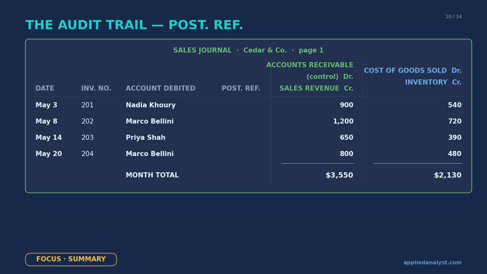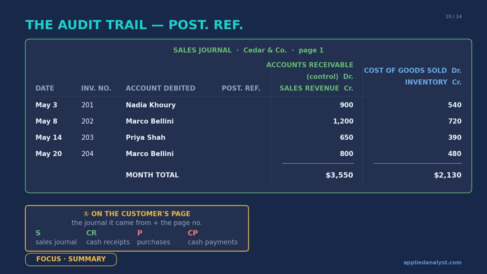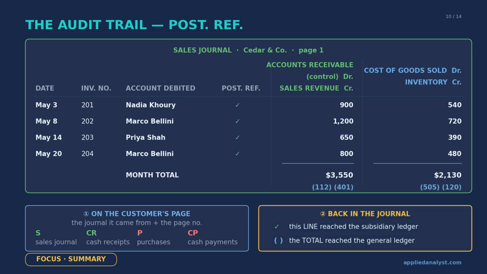Here's the detail most students skip, and it separates an A from a C. The posting reference column. It's an audit trail. On the customer's page, you write S and the journal page, S1, meaning this came from page 1 of the sales journal. Cash receipts leaves CR, purchases leaves P, cash payments leaves CP. Back in the journal, a check mark means the line reached the subsidiary ledger, and account numbers in parentheses under the total mean the total reached the general ledger. Reading those marks is a whole job.